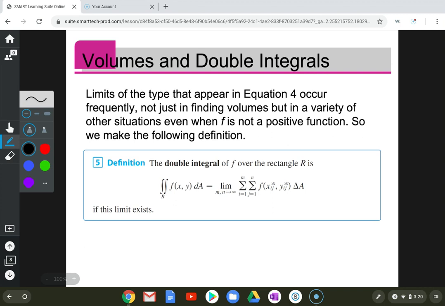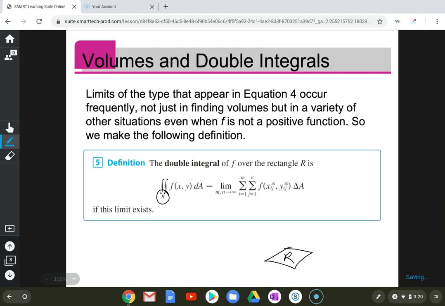Now, what we've done here, if you look, is generalized. It's just called this R. R is just the name of the region. If you remember, that was the region in the XY plane. Okay, so we had that surface and we had that region R.